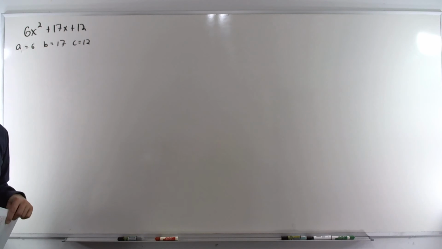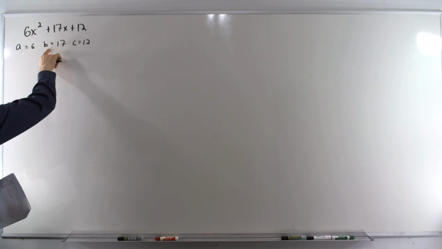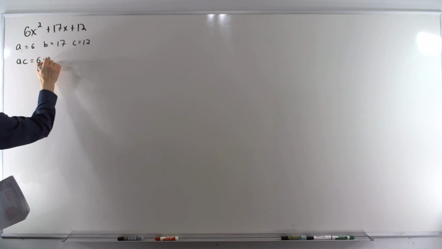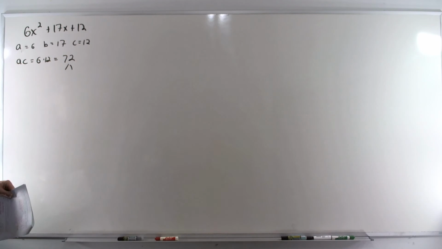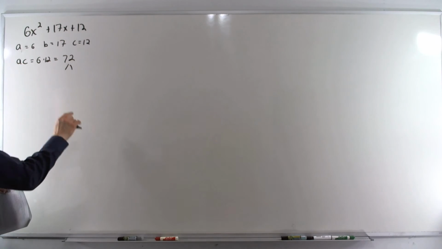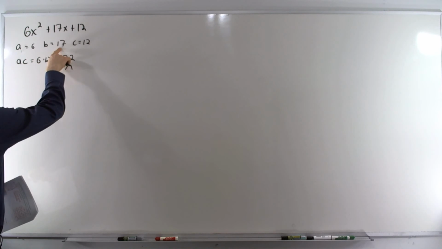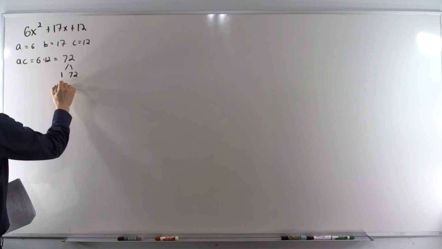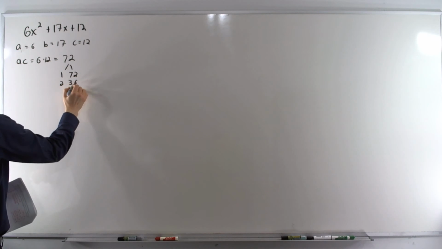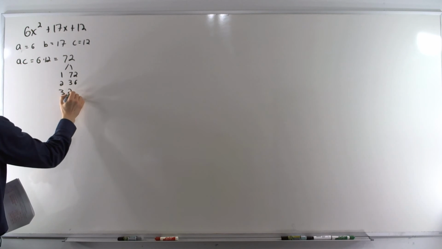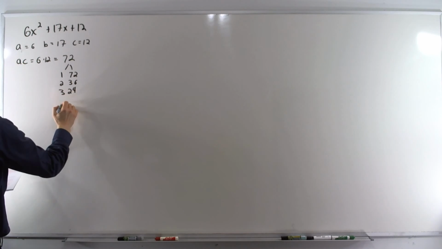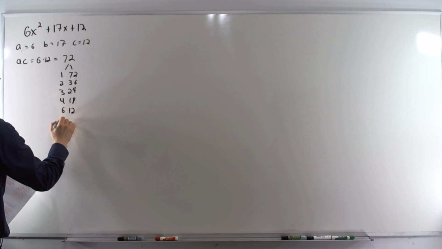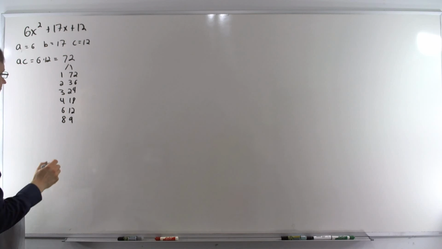All right, so start by identifying A, B, and C. A is 6, B is 17, C is 12. I'll find A times C, and that is 6 times 12, or 72. Now we want two numbers that multiply to 72 and add to get 17. So we're going to list the factors of 72. All right, there's all the factors of 72.